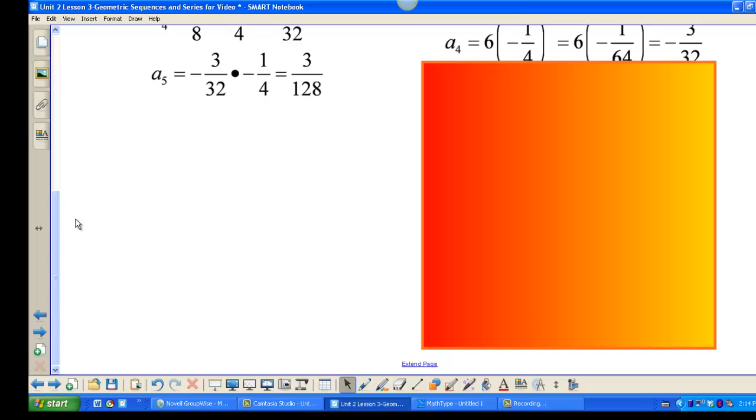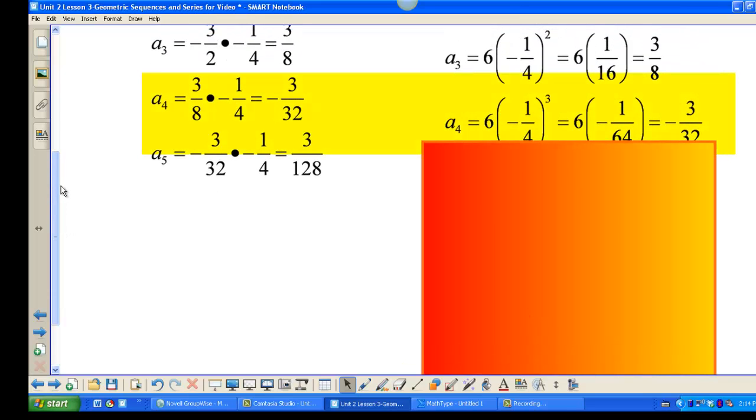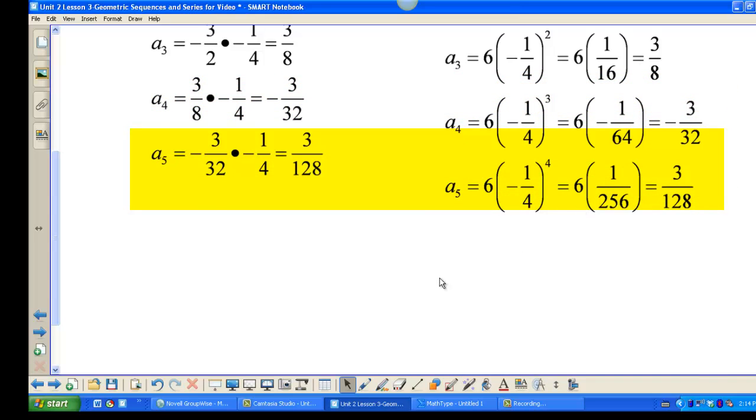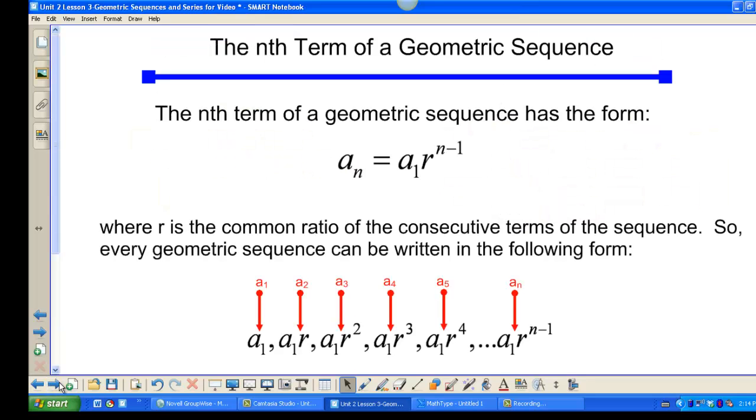Again, to find my fourth term, a way to think about it recursively is that I took the previous term of 3/8 and multiplied it by -1/4, or you're taking 6 times -1/4 times -1/4 times -1/4, which is 6 times -1/4 to the third, and that yields -3/32. And lastly, for my fifth term, you can think of it recursively as -3/32 times -1/4, or as my first term of 6 times -1/4 multiplied by itself 4 times. This leads into the nth term of a geometric sequence. The nth term of a geometric sequence has this form: a sub n is equal to the first term times the common ratio raised to the n minus 1.